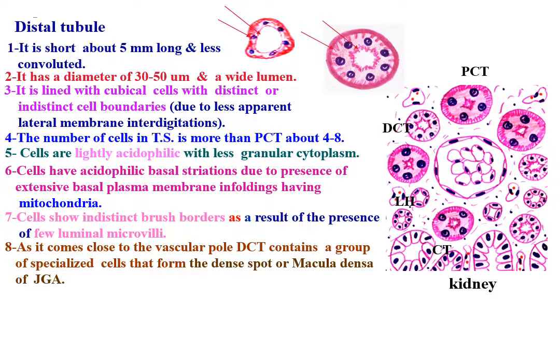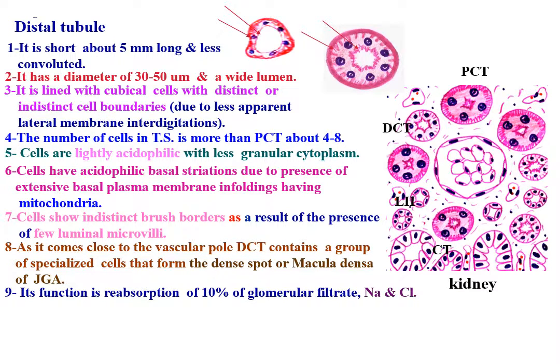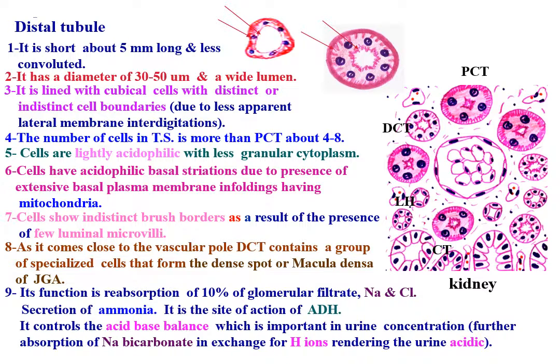The function of the distal convoluted tubule is resorption of about 10% of the glomerular filtrate, absorption of sodium and chloride, together with secretion of ammonia. It is the site of action of antidiuretic hormone. It controls the acid-base balance, which is important in urine concentration. There is further absorption of sodium bicarbonate in exchange for hydrogen ions, rendering the urine acidic.